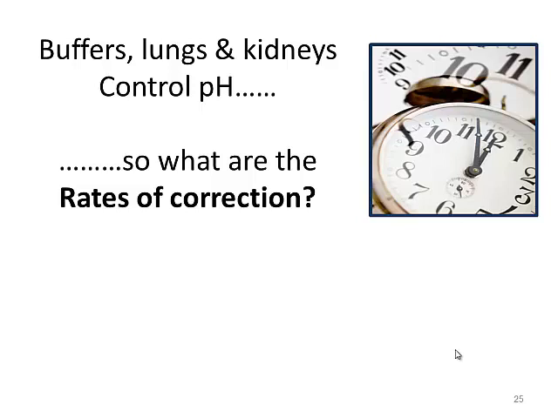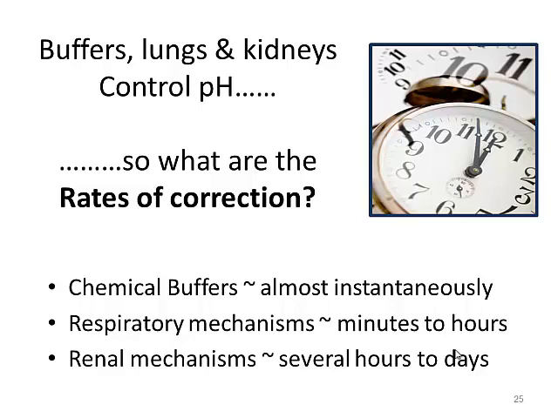So what are the rates of correction? Only the kidneys can expel hydrogen ion from the body. Other buffering systems only reduce hydrogen by binding it to another chemical. Chemical buffers function almost instantaneously. Respiratory mechanisms take several minutes to hours, and renal mechanisms may take several hours to days. But the kidneys can neutralize more acid or base than both chemical and respiratory buffers. Renal tubules secrete hydrogen ion into tubular fluid, where most combines with bicarb, ammonia, and phosphate buffers. Bound and free hydrogen ions are then excreted in the urine.